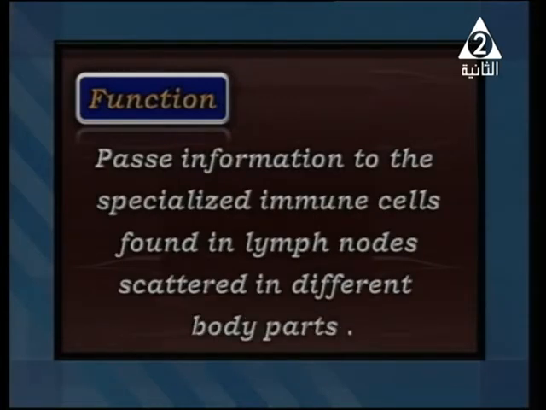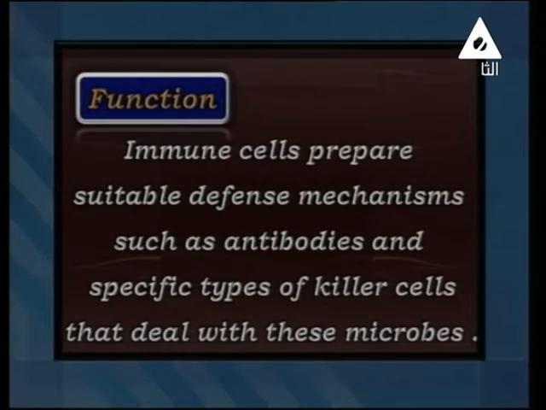And also they pass information to the specialized immune system. After collecting information, we need to kill them. So they pass the information to a specific type of soldier or specific type of the immune system or lymph to destroy it, found in the lymph nodes and scattered in the different body parts. And also the immune cells prepare suitable defense mechanisms, such as antibodies and specific types of killer cells that deal with these microbes.